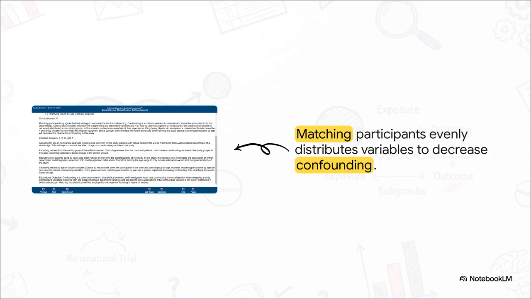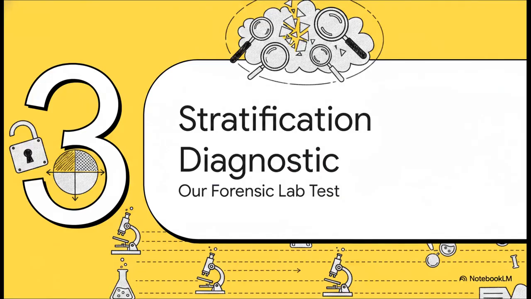Well, official board exam guidelines highlight a primary strategy here, and that is careful matching. If you suspect age is a confounder, you simply match the participants in your case and control groups by age. By doing that, you evenly distribute the confounder and completely strip away its power to distort your results. Problem solved. Let's step into Module 3, the stratification diagnostic.